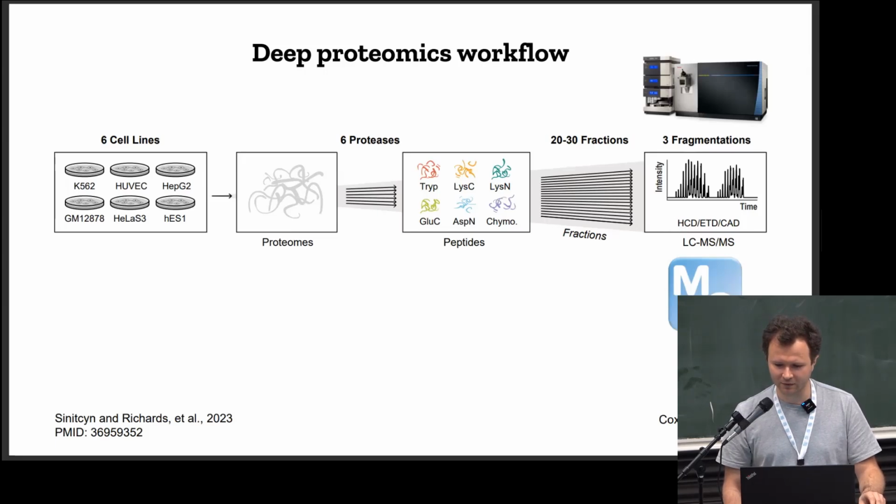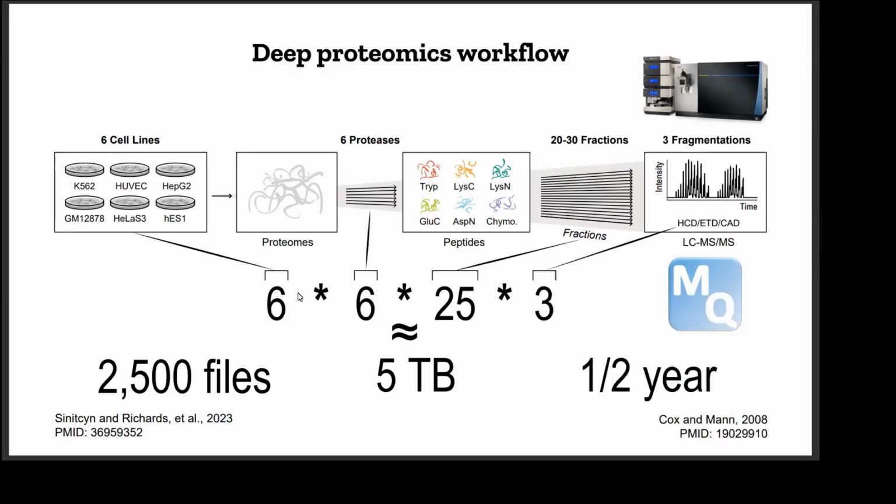So we measured everything on a Tribrid system. The second MS was measured with ion trap, and the whole data has been analyzed with MaxQuant. It's a huge data set. If you take 6 cell lines multiplied by 6 proteases, multiplied by 30, multiplied by 3, that's going to be a huge data set, right? If you multiply all of them, it's approximately 2,500 files. This is 5 terabytes of data, and half a year of machine measurement. It was a challenge in the first place, but being able to analyze this data actually feels great.